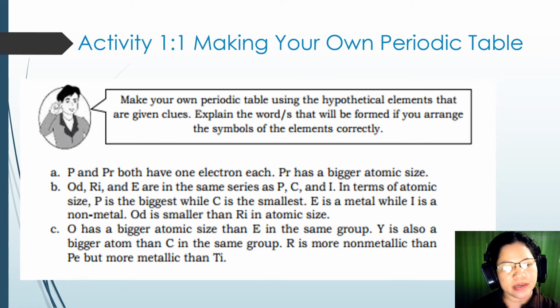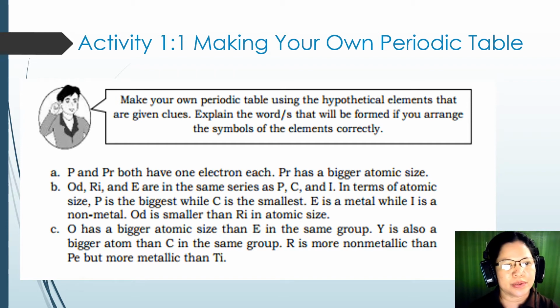So in our activity, activity 1.1, that is on page 35 of your modules, making your own periodic table. So you have here the instructions. You follow the instructions, and then you may come up with your own periodic table. The direction is: make your own periodic table using the hypothetical elements that are given with the clues. Explain the word or words that will be formed if you arrange the symbols of the elements correctly.